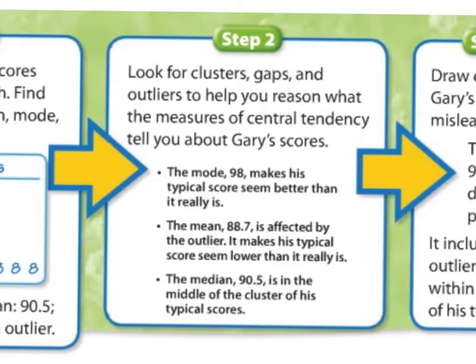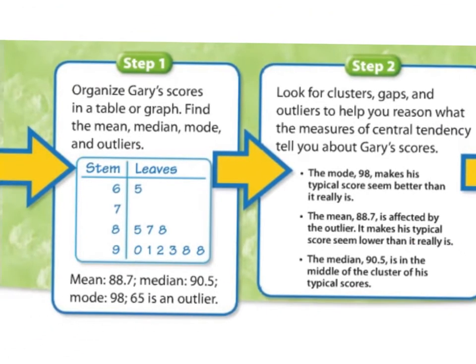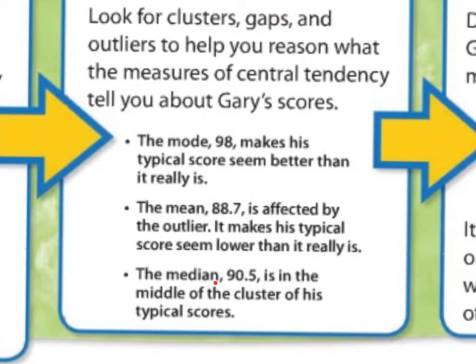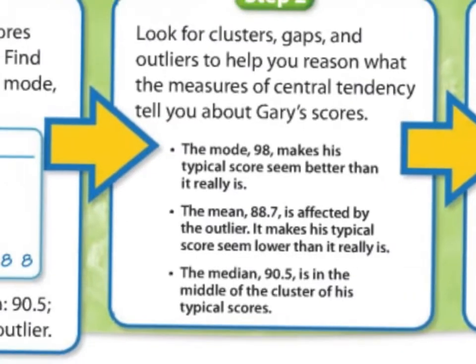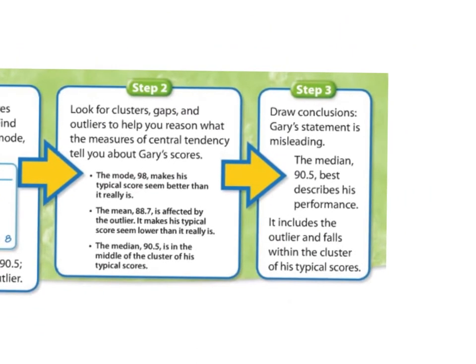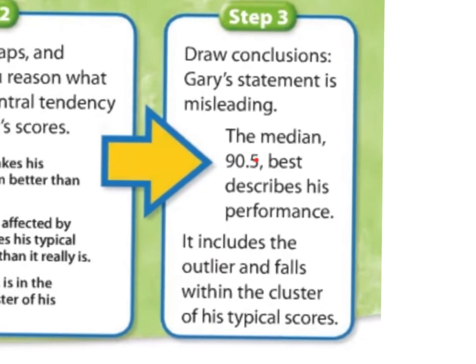His typical score is in the 90s here. If you see, he has most of them in the 90s. And the mean makes it seem like he usually gets something in the 80s, which isn't true. But the median, 90.5, is in the middle of the cluster of his typical scores. 90.5 would land right here, and that is right in the middle of the cluster of his scores. So therefore, the median is best to describe his performance.